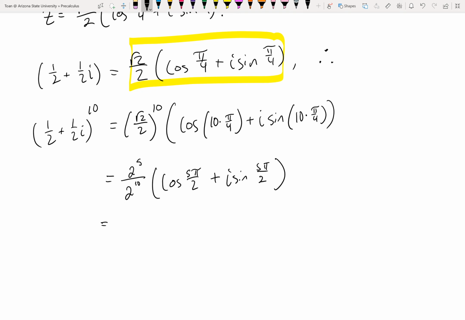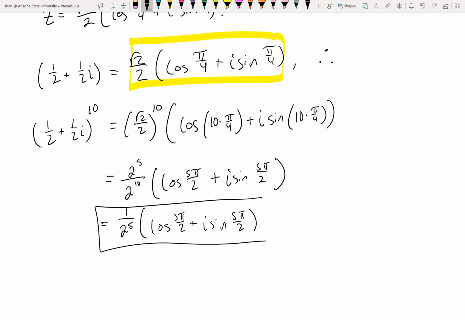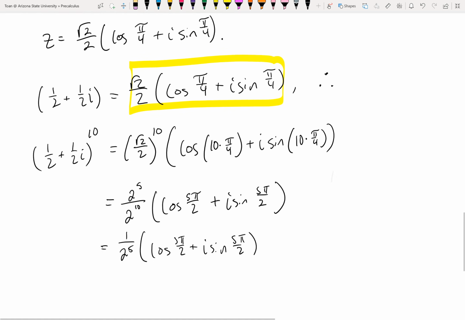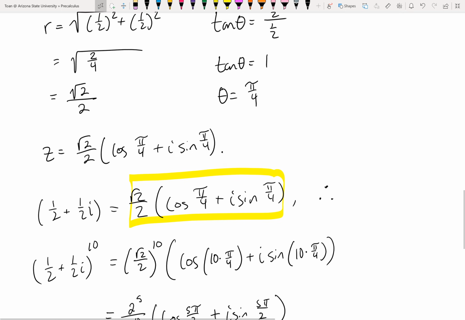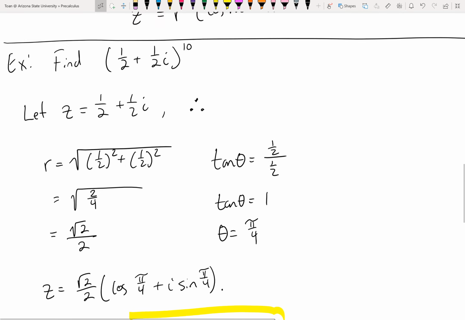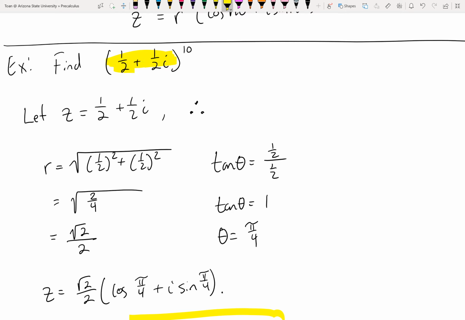Properties of exponents. So this is 1 over 2 to the 5th power, times cosine of 5 pi halves plus i sine 5 pi halves. So this is the answer in polar form. But my rule of thumb is whatever form they give it to you in, you should put your final answer in that form. So if we go to the original problem, technically they gave it to us in standard form. So I should probably write my final answer in standard form.